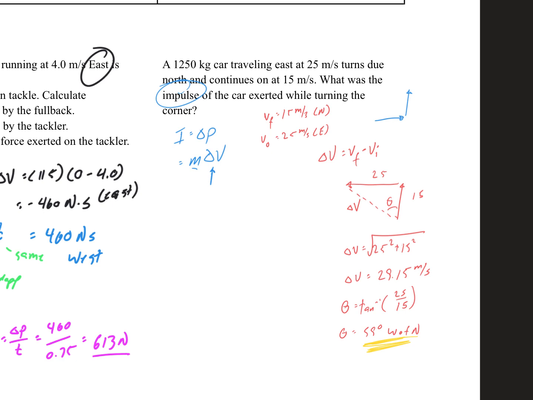So to finish off the question here, the mass is 1250. The magnitude of my delta V is 29.15. And so the impulse, or the change in momentum, there's a big number here. We should have rounded maybe, but here it is, 0.5 Newton seconds at 59 degrees west of north. So that's going to be how we do these momentum questions and all that, okay?